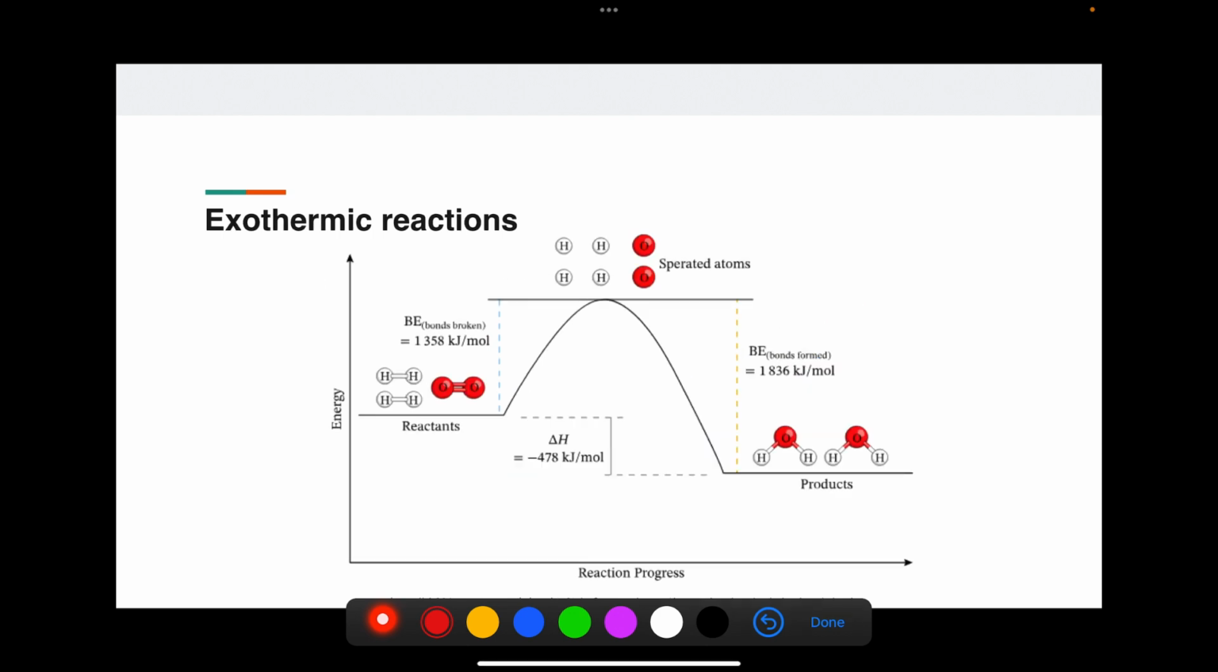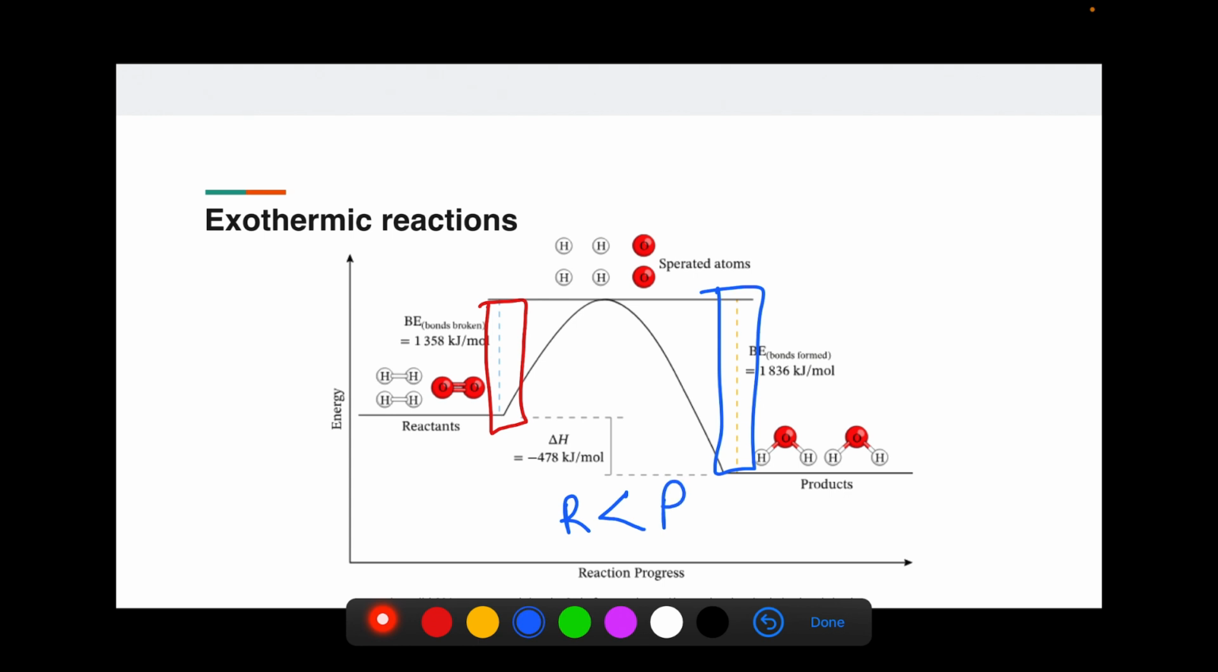On the flip side, here's an exothermic reaction. Here's the energy that goes in to break reactant bonds. Here's the energy that comes out when product bonds are formed. In this case, the energy we put in to break the reactant bonds is less than the energy we get out when product bonds form. Therefore, our net process will release energy.